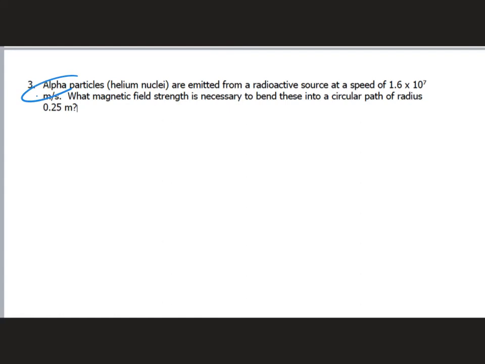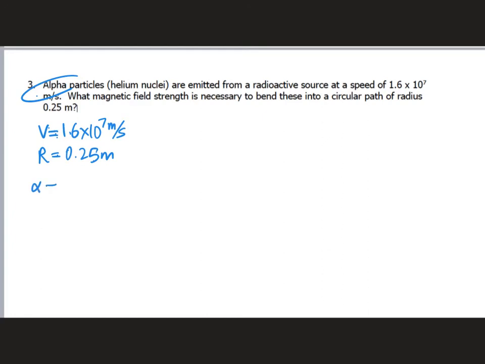So alpha particles are emitted from a radioactive source at a speed of 1.6 times 10 to the 7th meters per second. The question asks what magnetic field strength is necessary to bend these into a circular path of radius 0.25 meters. So let's write down some of our knowns and unknowns. First of all, we know that the speed is 1.6 times 10 to the 7th meters per second. We know that the radius is 0.25 meters. And we know that these are alpha particles.